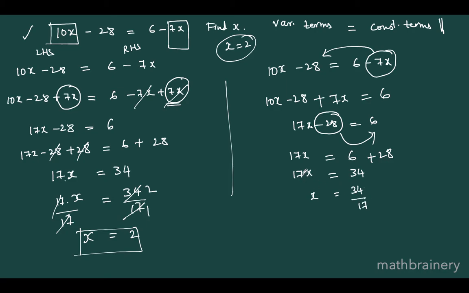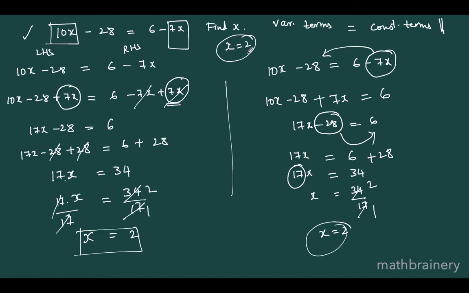Here you have 17 times x. When I am transposing 17 to the other side, its operation will now be division. So this will be 34 by 17. 17 ones are 17, 17 twos are 34. So the x value is 2. So the solution to this linear equation is x is equal to 2.